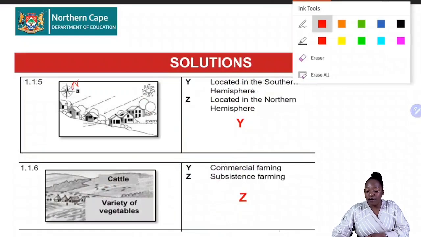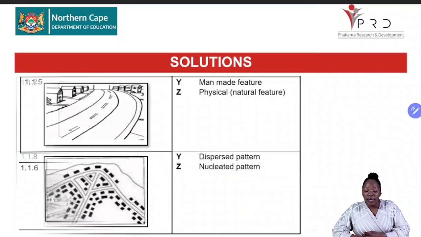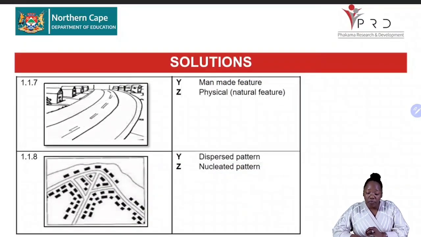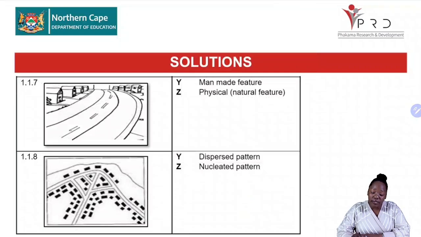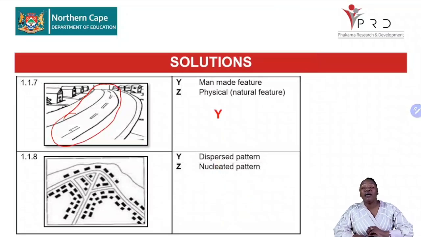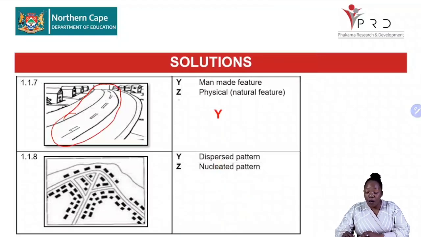Then we're moving right along to the next question. The next question is your 1.1.7. Is it a man-made feature or is it a physical feature? So our clue here was this one. As you can see, this is a road. So a road is built by people. That makes it a man-made feature. So our answer was Y. Should it be, this was the river. The river is a physical feature, then our answer was going to be Z.